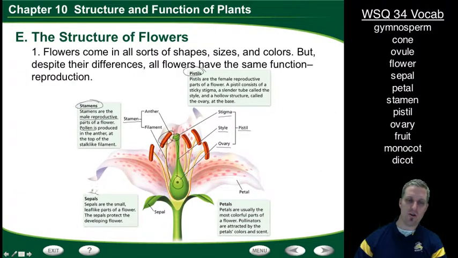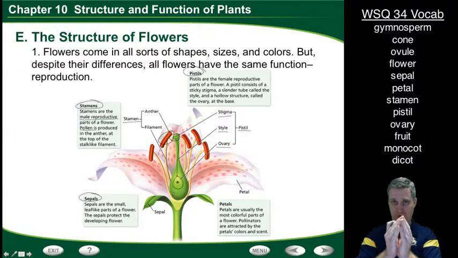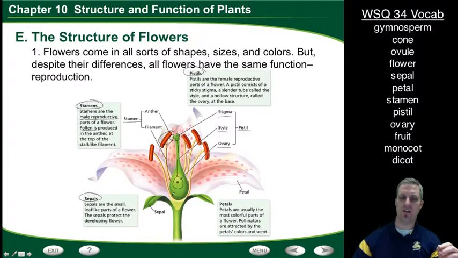At the base of the flower, we have something called the sepals. The sepals are the leaf-like part of a flower that actually protect it as it develops. If you've ever seen flowers, when they first form, they have sepals tight around them, and then those sepals will pull back as the flower matures until it opens, and then you see the sepals at the end.